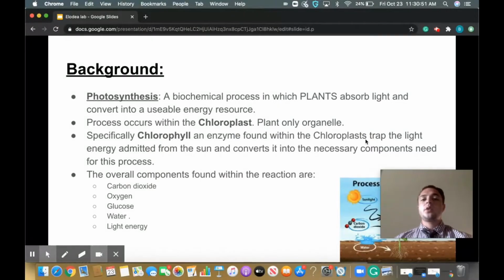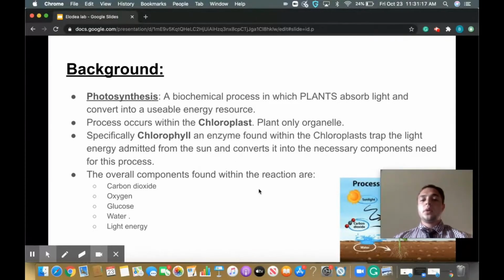It is a biochemical process in which plants absorb light energy in order to convert it into a usable energy resource. That energy resource normally is ATP. So this process specifically occurs in the chloroplast, which again is a plant-only organelle. And the enzyme responsible for this breakdown is chlorophyll. So what happens is the chlorophyll traps the light energy within the chloroplast and then proceeds to break it down.